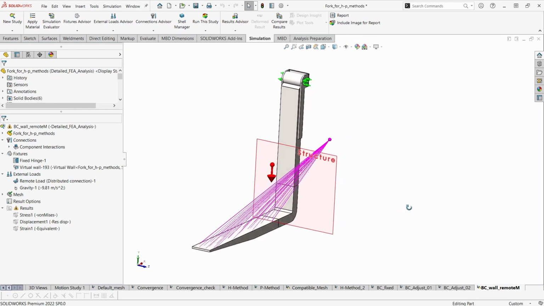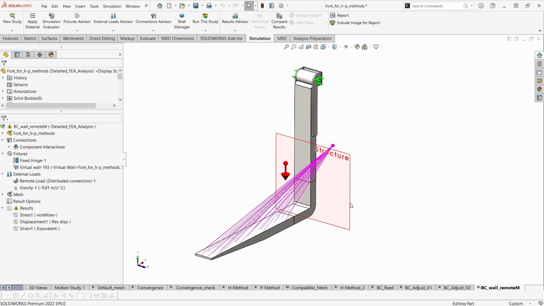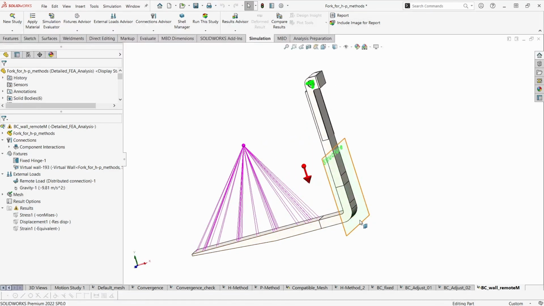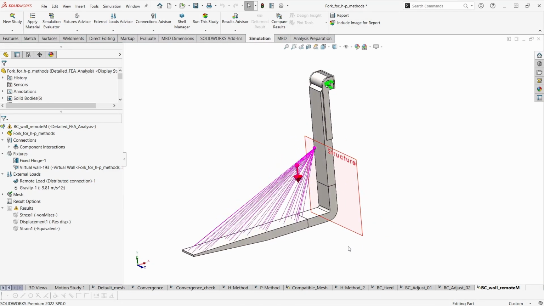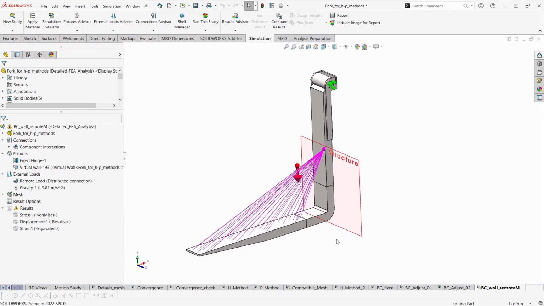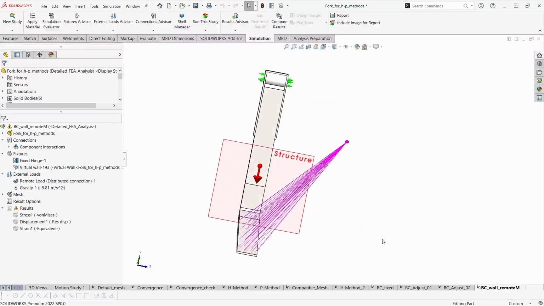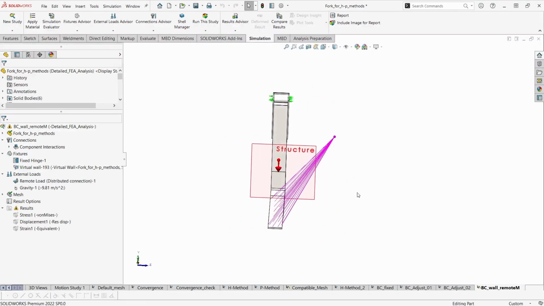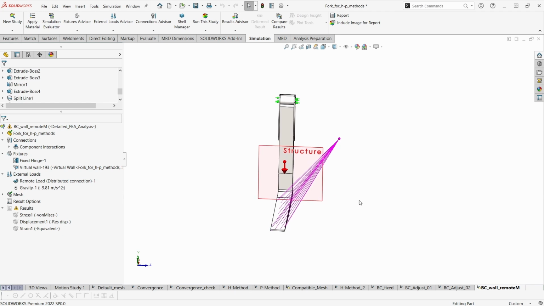Here we are. This is the last simulation we prepared for this fork, where we defined the wall contact interaction where the fork is touching the structure, and the behavior was really good. Now what I have done is add the same remote mass that we were using in the complete structure. So let's see what the effect is.